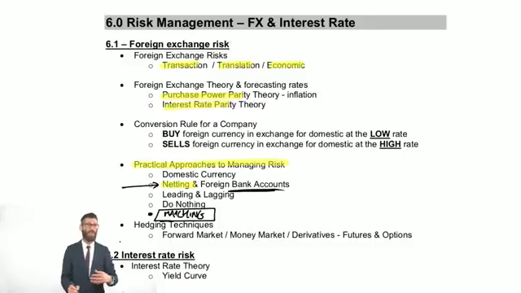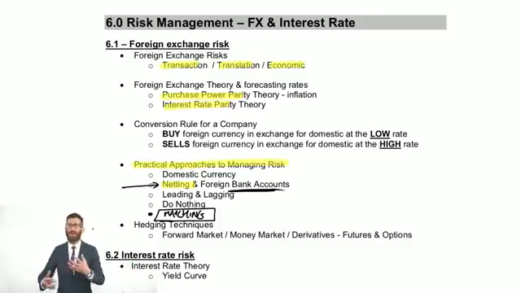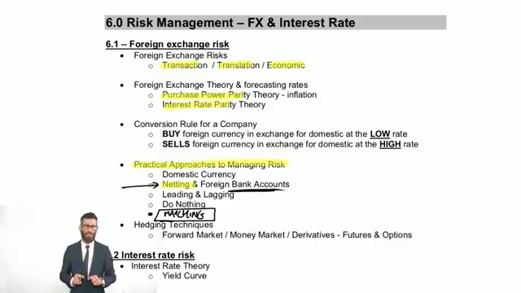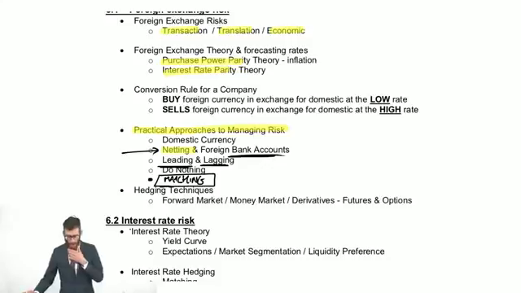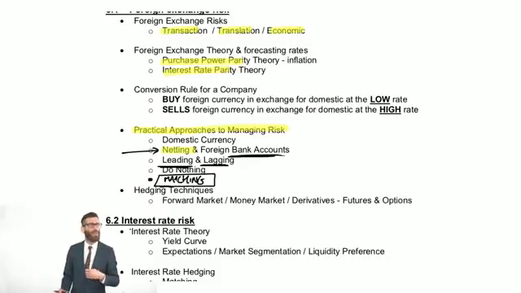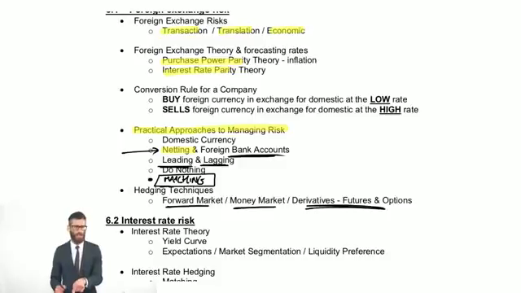Netting, on the other hand, is where we've got subsidiaries owing each other money. We net them off to reduce the number of transactions. Lead is to pay early, lag is to pay late, and doing nothing is simply to take the risk, absorb the risk, and hope for the best. The hedging techniques, remember, are the forward exchange contract, the money market, and the derivatives. I will explain these as we deal with them in a question.